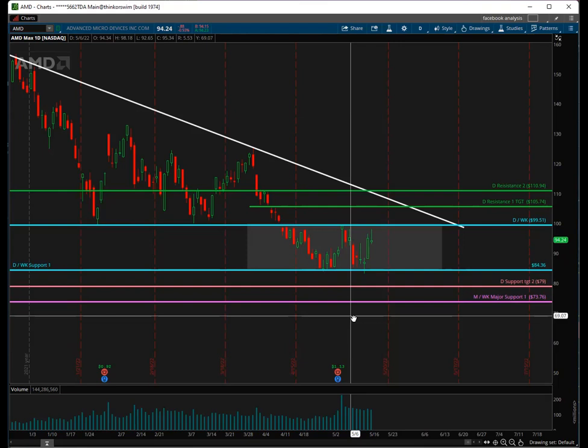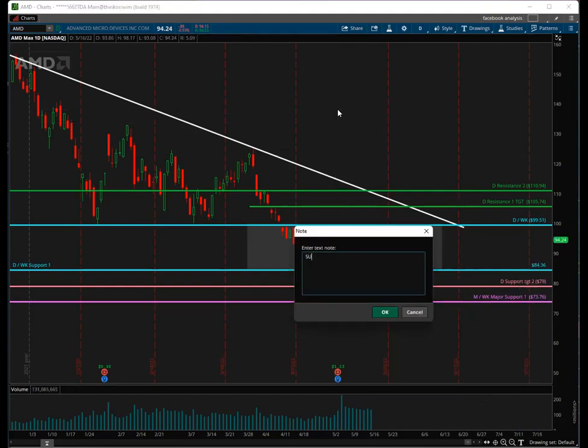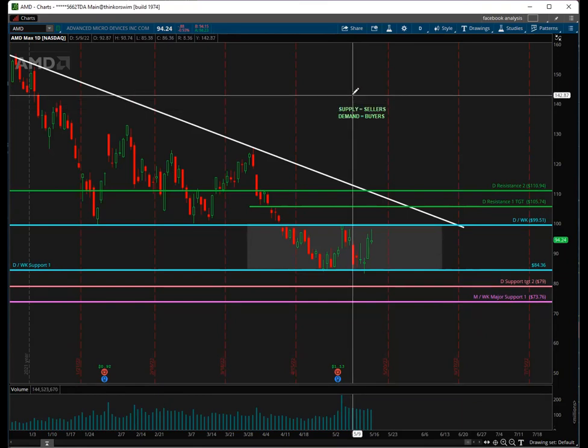Support can sometimes be a bounce zone. So sometimes we see support, it bounces off. Sometimes we see resistance, it gets rejected. So that is what a supply and demand zone is. I'm going to put it in right here real quick on the text for you guys. Supply equals sellers, demand equals buyers. So buyers on the bottom side, supply or sellers on the top side.